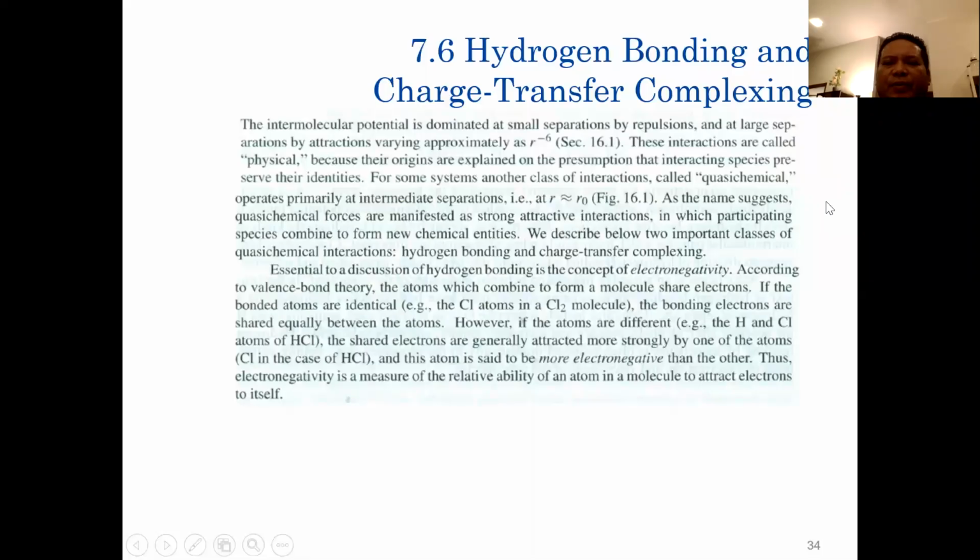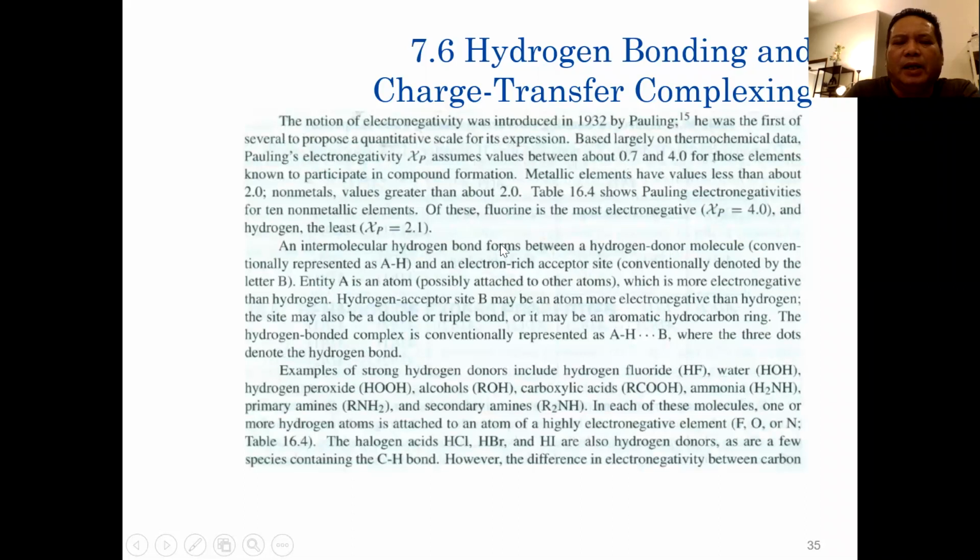Okay, section 7.6, hydrogen bonding and charge transfer complexing. I think you have done this in your physical or organic chemistry. But let's talk about what electronegativity is. Electronegativity is a measure of the relative ability of an atom in a molecule to attract electrons to itself.